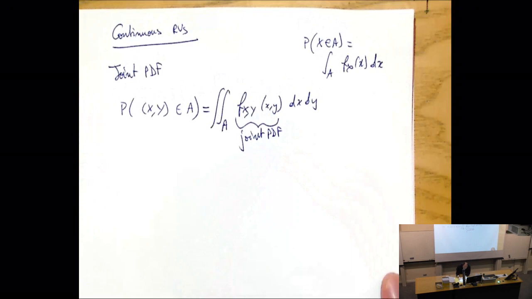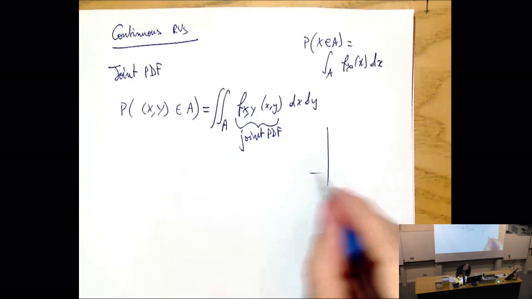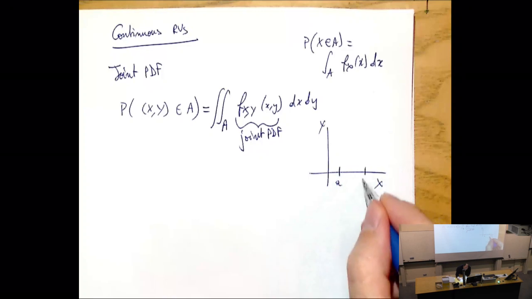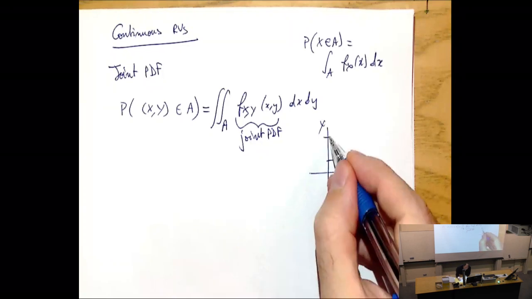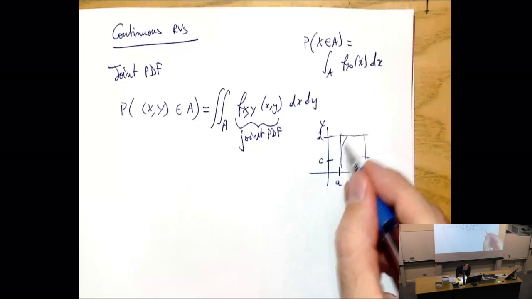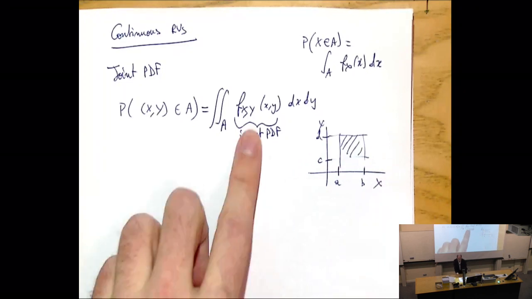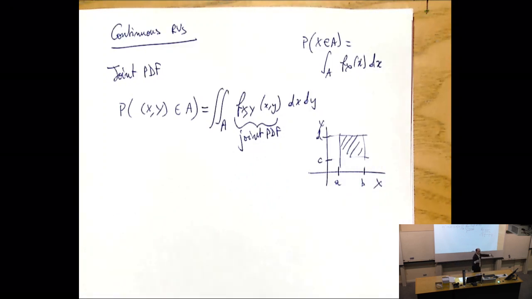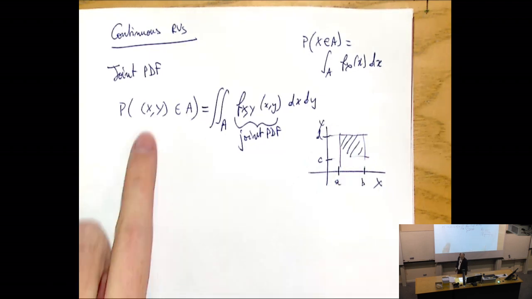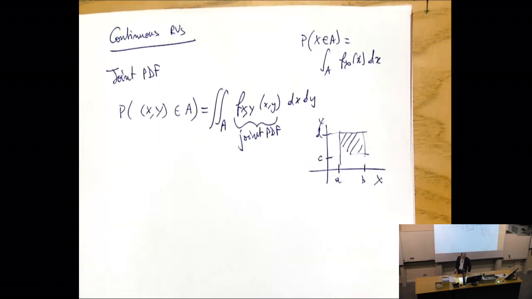So what that means is I have a certain domain, let's say for x and y. For instance, I'm interested in x going from A to B and y going from C to D, so I have this domain here. And I'm integrating the joint probability density function over this rectangular domain. That would give me the probability that this event occurs.